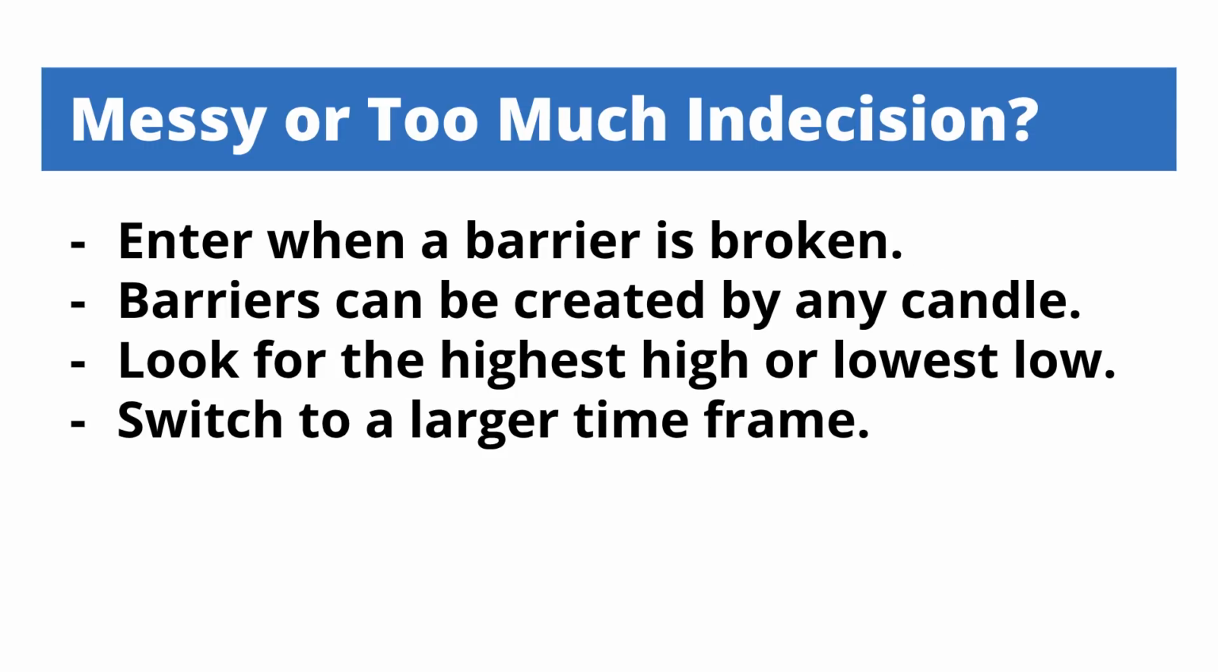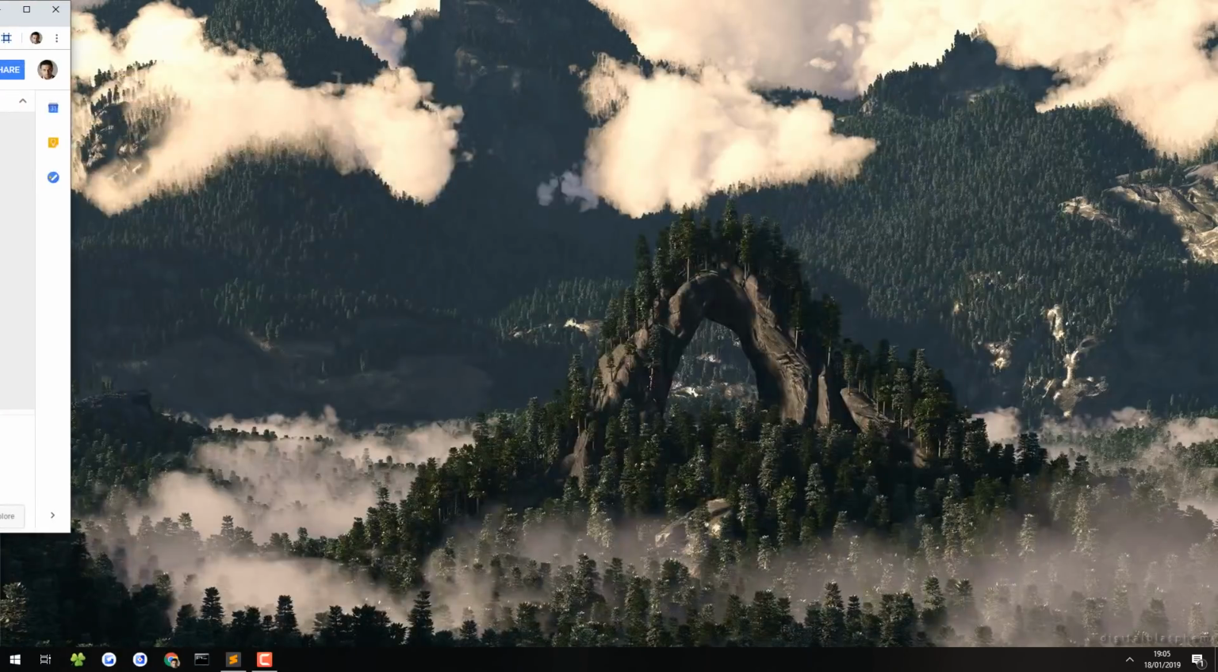So the key really is to look for the highest high or the lowest low. It doesn't have to be the indecision candle's high or the indecision candle's low. You have to look for the highest high or the lowest low, especially when price is messy. And also, sometimes it just helps to switch to a larger time frame, but I'll give you an example of when that makes sense in a second.